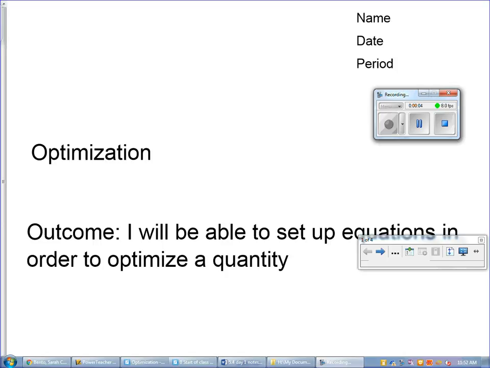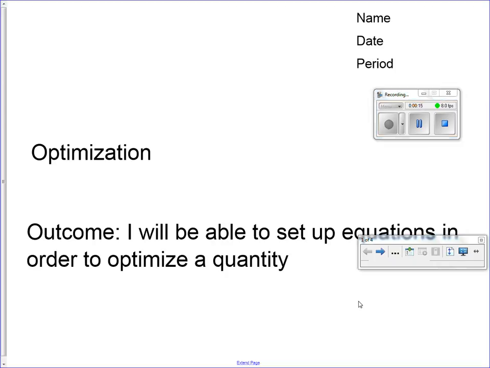The title of this note is Optimization, and the outcome is that I'll be able to set up equations in order to optimize a quantity. So optimize sounds like optimal. It's all about getting the best. So optimization is used in a lot of business and engineering.